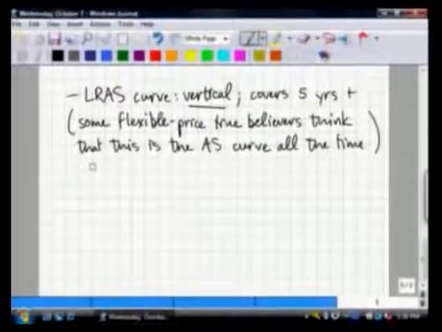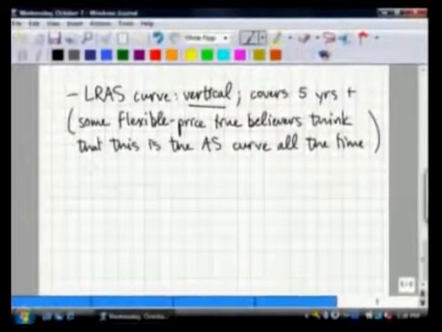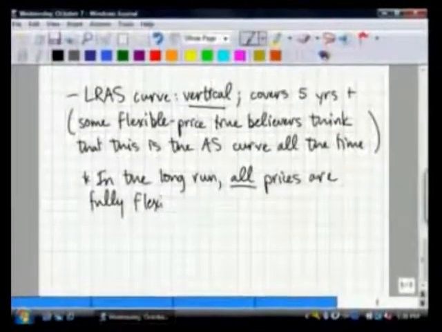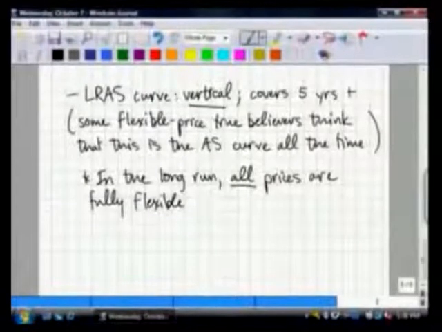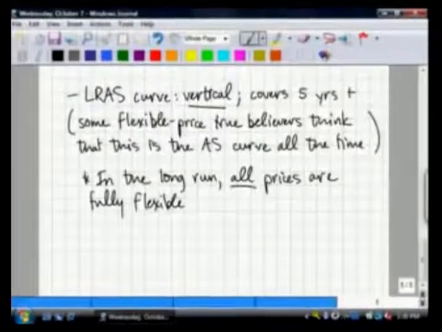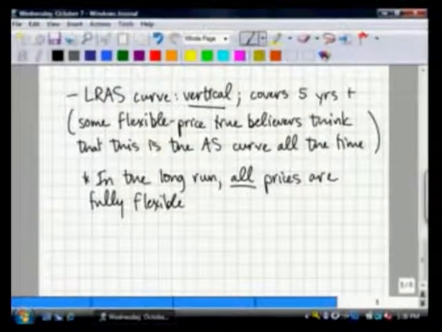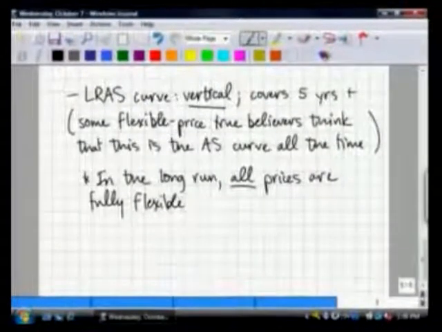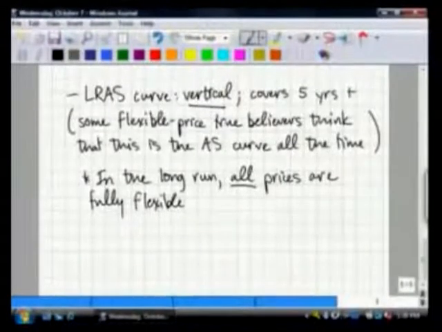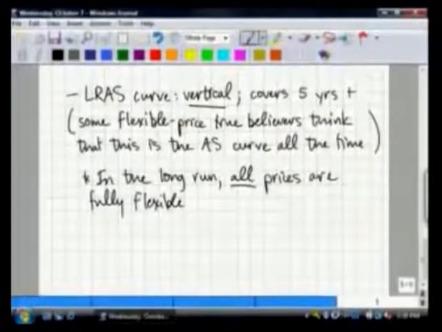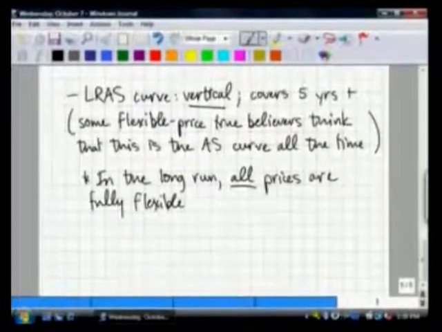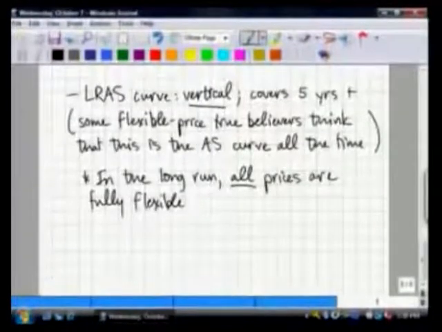Okay, so why is the curve vertical? We haven't really talked about that, so let's get into the explanation. In the long run, we have enough time for all prices to become fully flexible. So for whatever economic and political reasons they were fixed, some of them at least in the short run and the medium run, the long run is long enough for all prices to be fully flexible. So again, if you are a flexible price true believer, you think prices are always flexible and can always adjust, then we're always going to be in this aggregate supply situation.